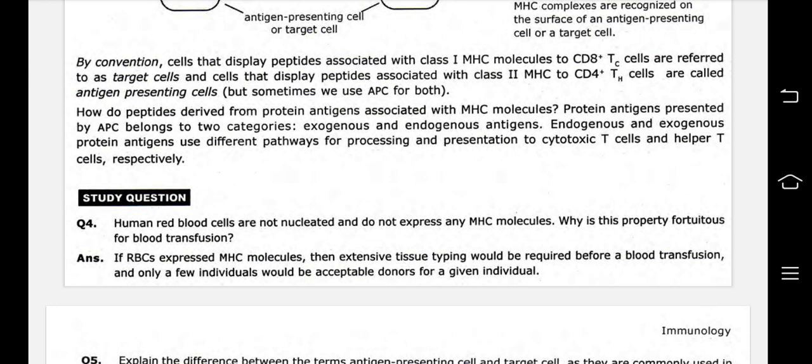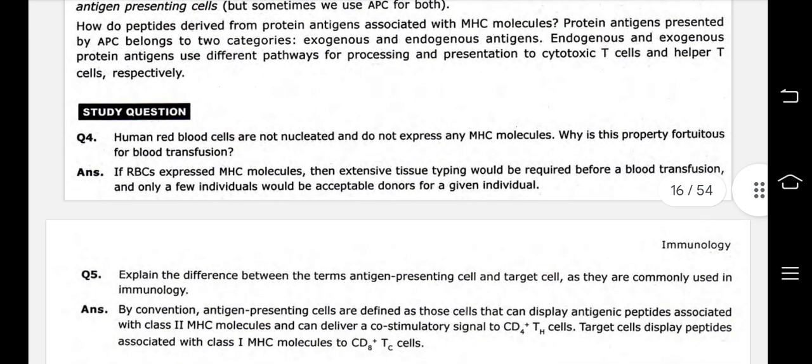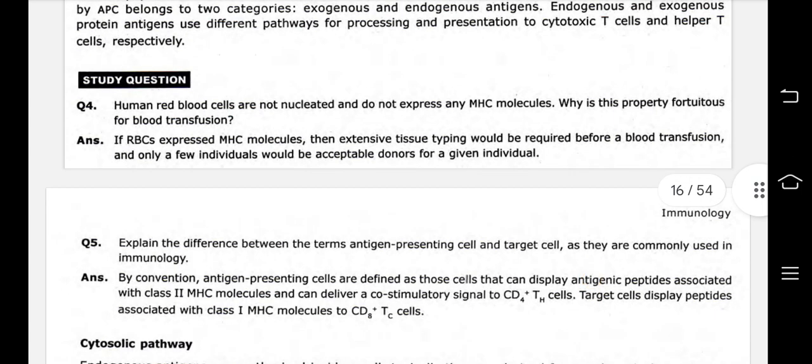So human red blood cells are not nucleated and do not express any MHC molecule. Why is this property fortuitous for blood transfusion? If RBCs expressed MHC molecules, an extensive tissue typing would be required before a blood transfusion, and only a few individuals would be acceptable donors for a given individual.